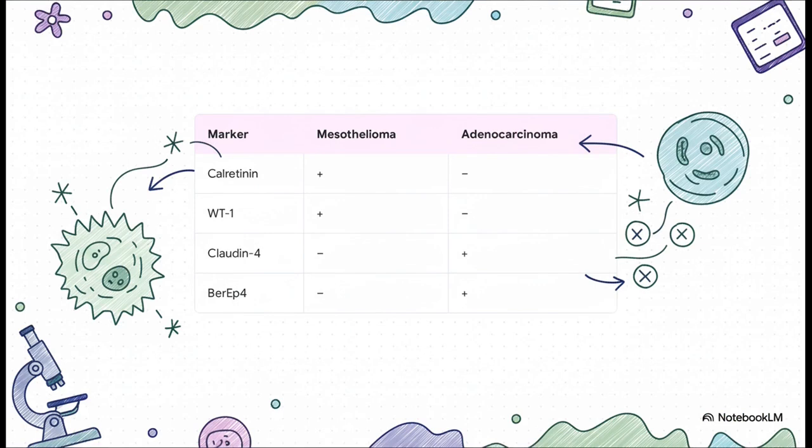Okay, now pay very close attention to this slide. It's extremely high yield for your exams. This is the panel of antibody stains that helps us make the distinction. It's simple, really. Mesothelioma is positive for calretinin and WT1, but it's negative for adenocarcinoma markers. And adenocarcinoma, it's the exact opposite. This is the molecular fingerprint we were looking for.